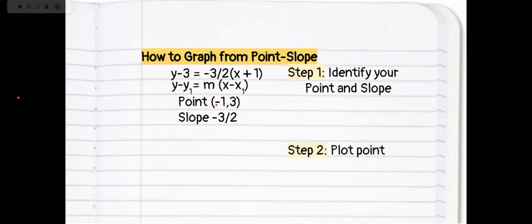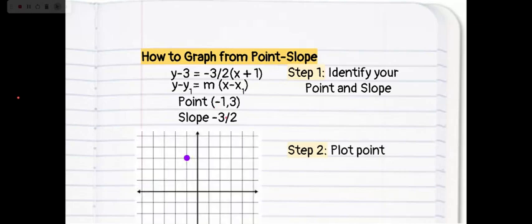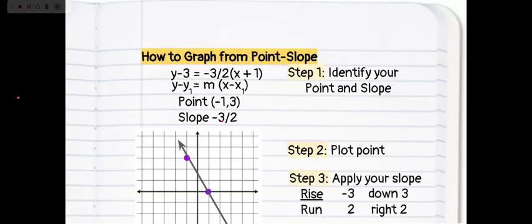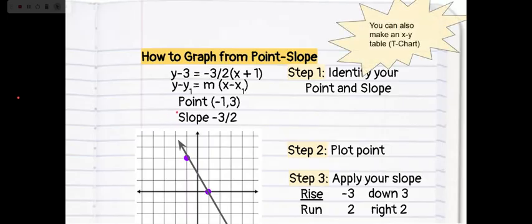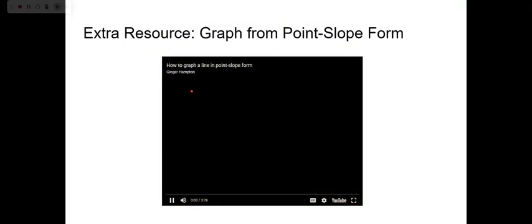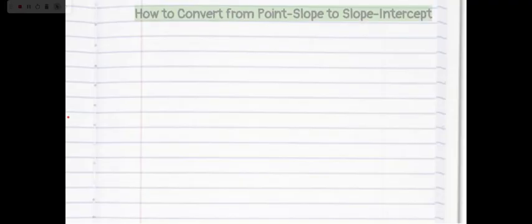And then once I have that information, I can actually graph it. So I'm going to plot my point of (-1, 3), and then I can do rise over run with the slope. -3 means I'm going to go down 3 over 2. If you don't have enough space, you can go up 3, left 2. You could also make a t-chart if you really needed to. There's some videos on there if you need them.